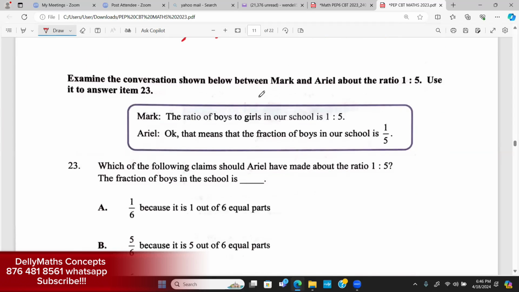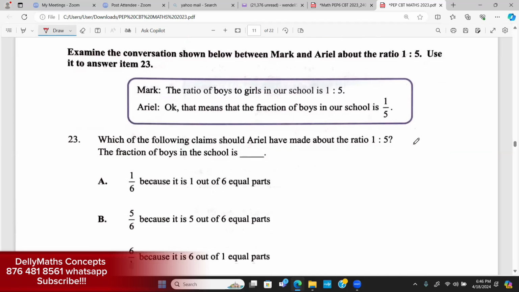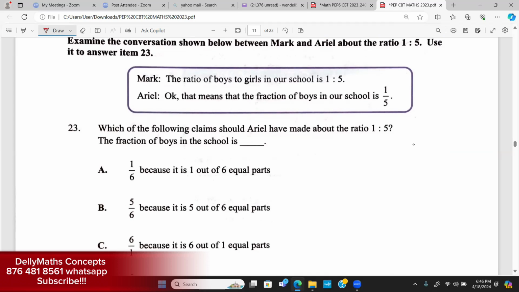Examine the conversation below between Mark and Ariel about the ratio 1 to 5. Use it to answer question 23. It says Mark says the ratio of boys to girls in the school is 1 to 5, all right? So this is boys and that's the girls. Ariel says, okay, that means the fraction for boys in our school is 1/5. Well, this is not so good, all right? Because it's not 5, it's going to be our total, because 1 to 5 would give a total of 6 parts. So boys would have been 1 out of that 6. Girls would have been 5 out of that 6. So it's 1/6 for boys.